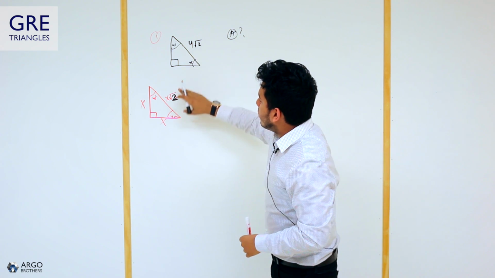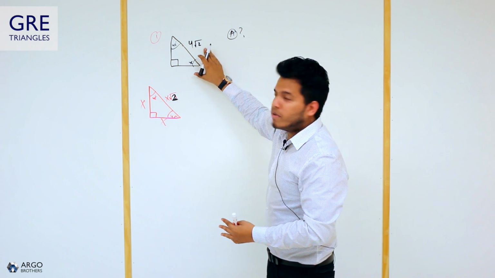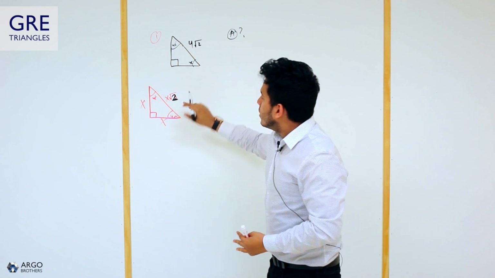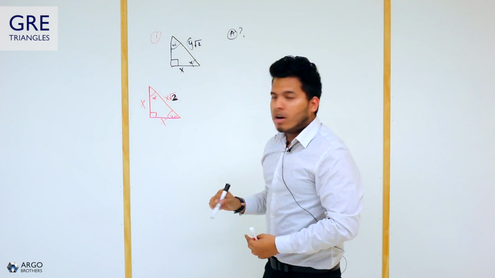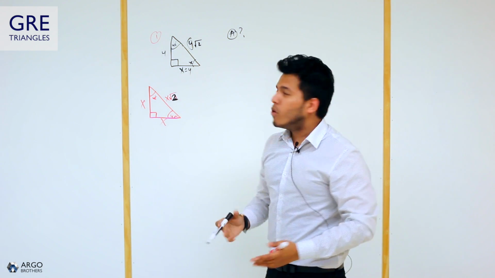Take a look at this problem. 4 radical 2, right? It's very similar here. That's good. That means that this problem is going to be very easy. I know if the hypotenuse is 4 radical 2, my legs should be x. What's x? Right here, 4. So I know that this leg is 4, and I know that this leg is 4.